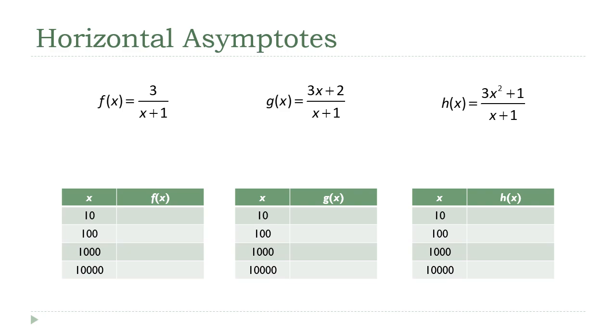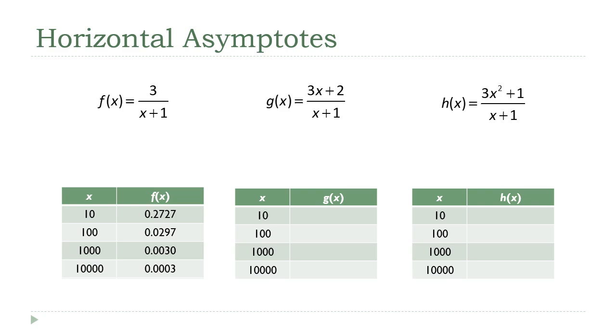So with this first function here, 3 over x plus 1, if we put these numbers in, we get 0.2727, 0.0297, 0.003, and then 0.0003. So the trend here is that these numbers are getting smaller and smaller and smaller. More specifically, they're getting closer and closer to 0. But, and you can confirm this for yourself pretty easily, the function is never going to equal 0.